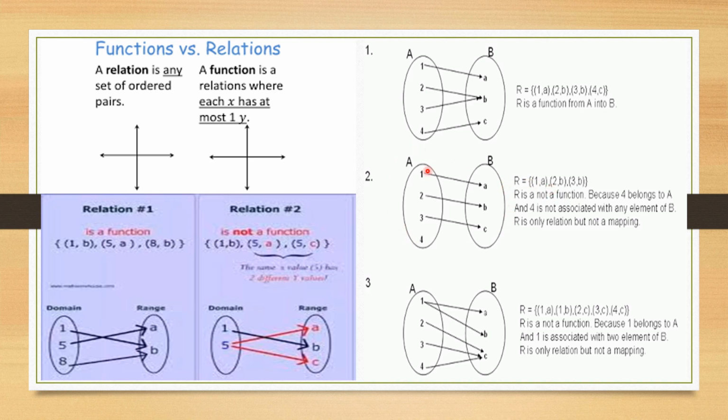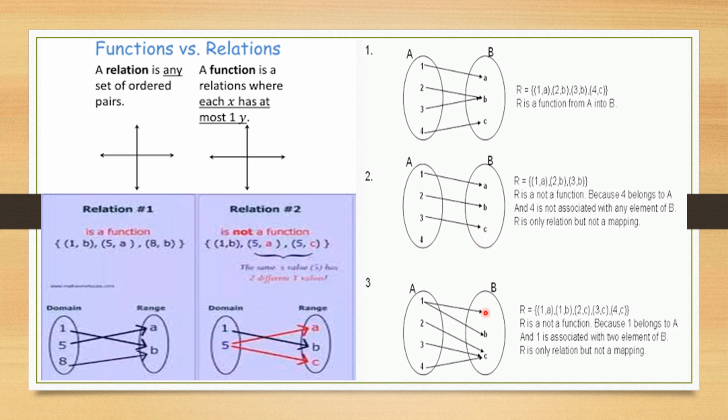This example says that the relation defined here is (1,a), (2,b) and (3,b). Now R is not a function. Why? Because there is an element 4 in the domain which is not associated to any element of B. So R is only a relation, but it is not a mapping or a function.